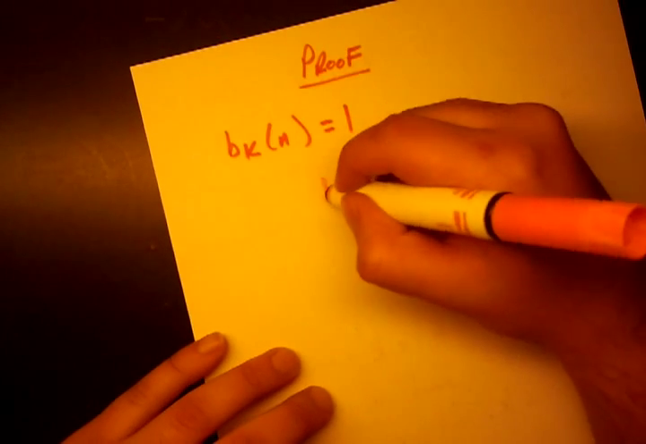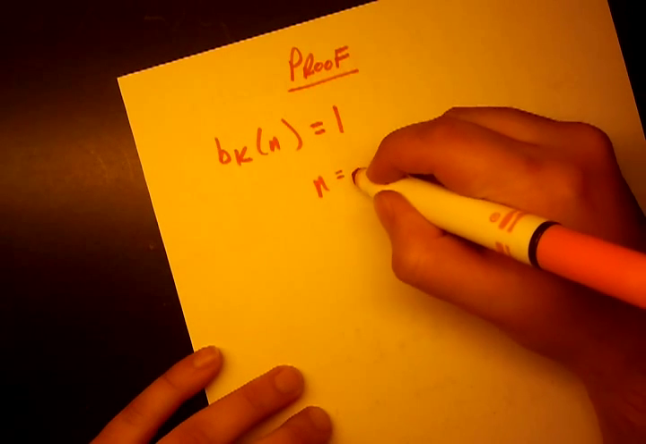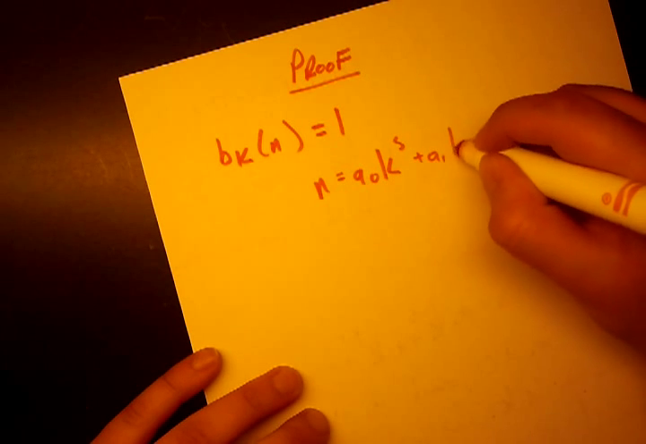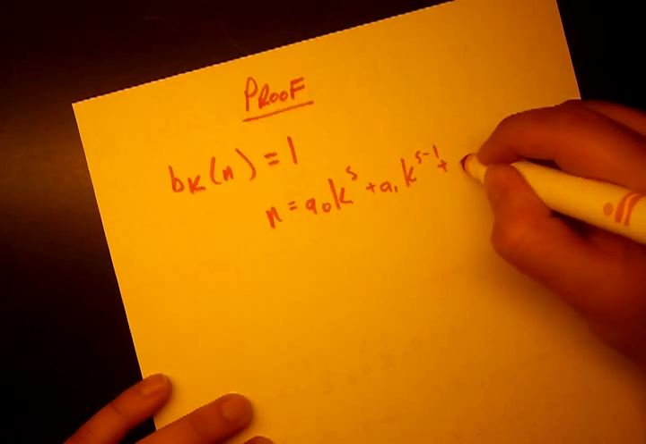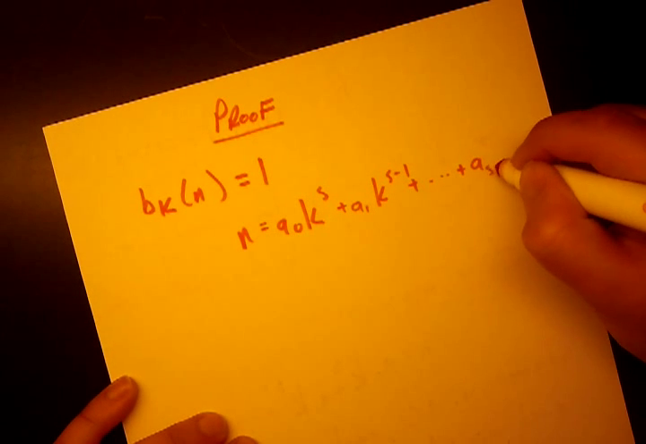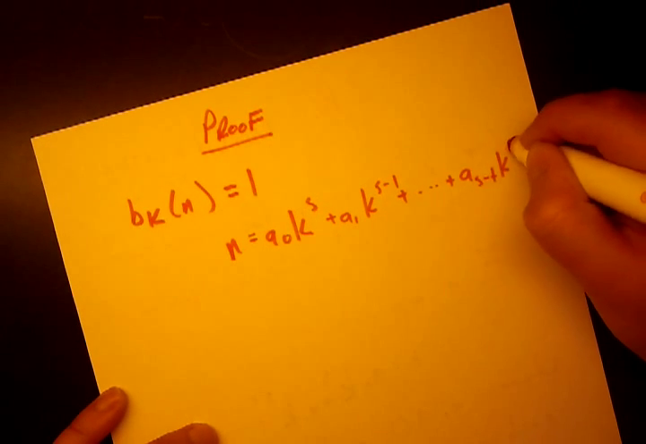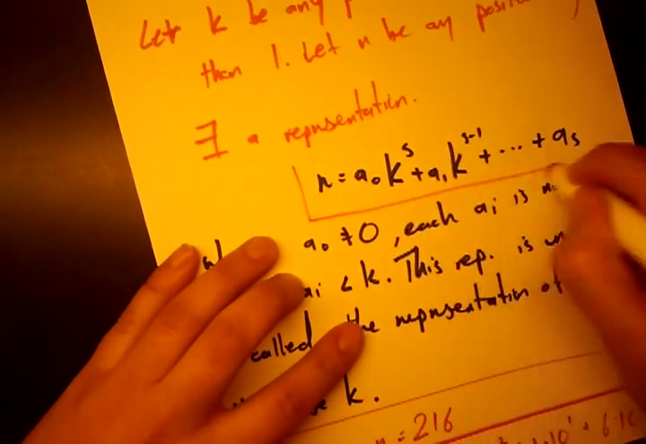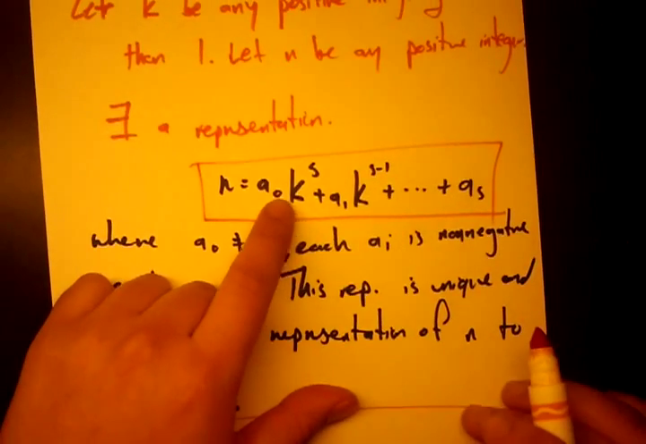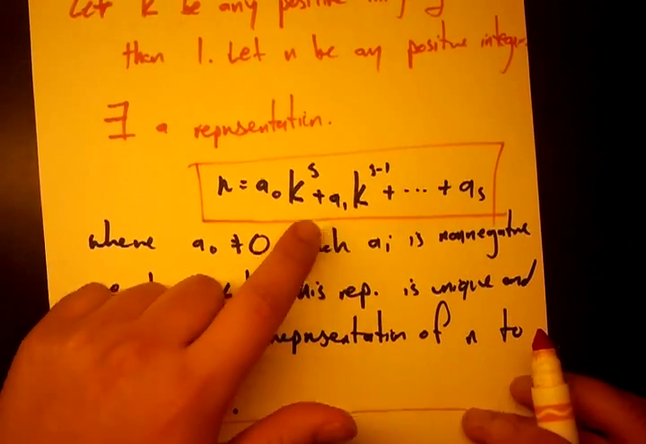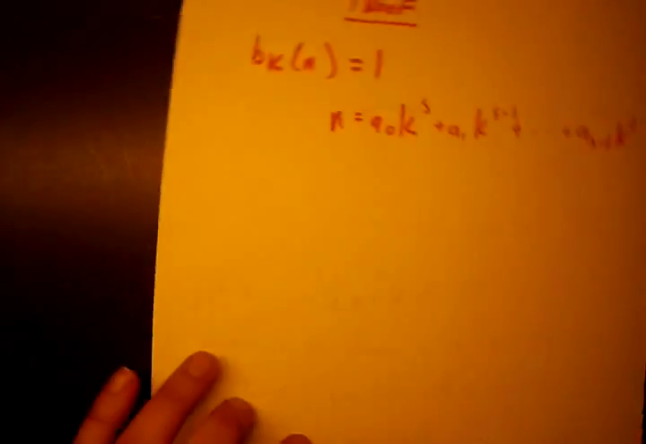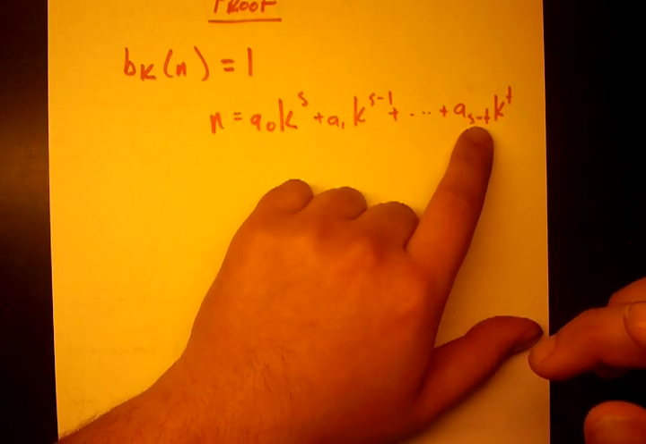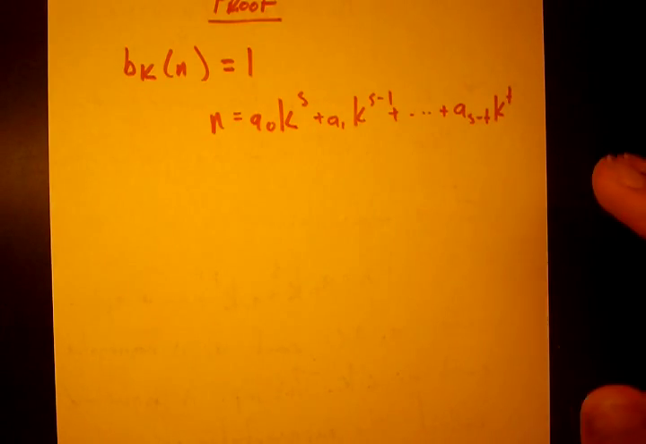So first, let's write n like this. Let's write n equals a naught k to the s, just like we've done before, plus a1 k to the s minus 1 plus dot dot dot plus a sub s minus t, k to the t. And you're going to notice this is a little bit different from how we wrote it back here. Here we included all the terms, all the coefficients, all the ai's, even if they're 0, we left them in there. But in this representation, we're going to leave them out if they're 0, which is why s minus t is basically the last term that is not 0.